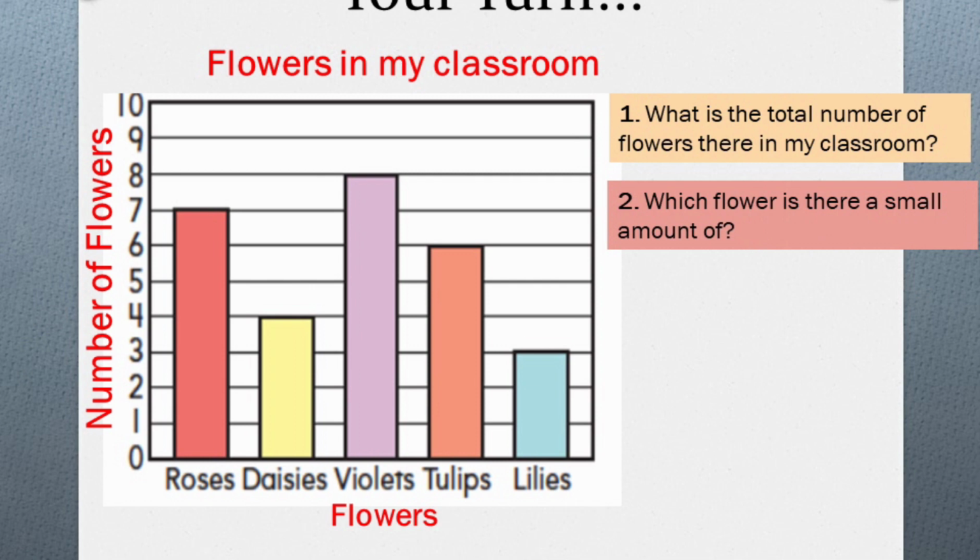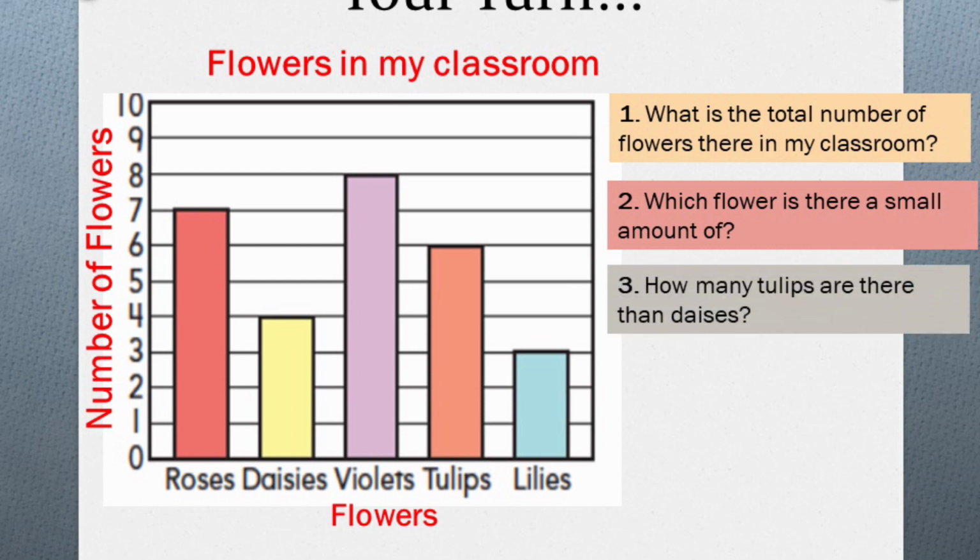Now, number 2, which flower is there a small amount of? So which one of them has the smallest amount? Pause your video again and leave your answer in the comment. Number 3, how many more tulips are there than daisies? Of course, we know what to do here. So please pause your video and put your answer in the comment.